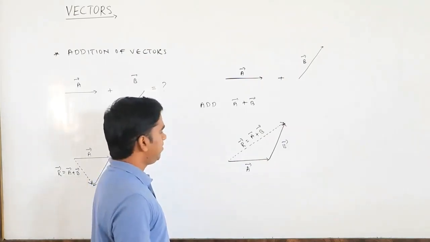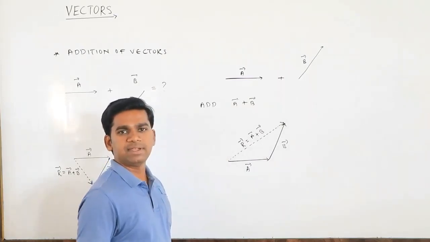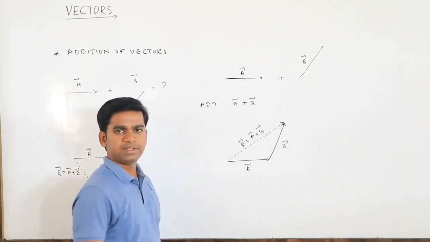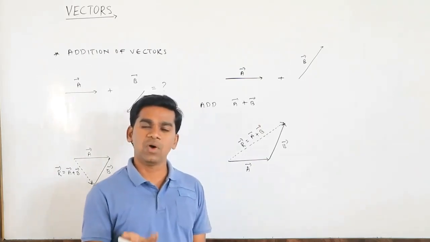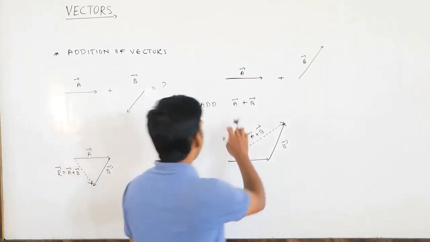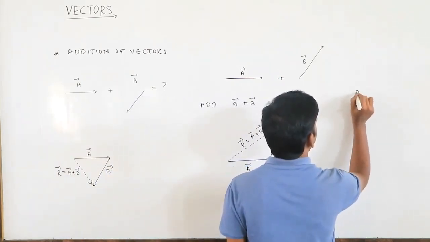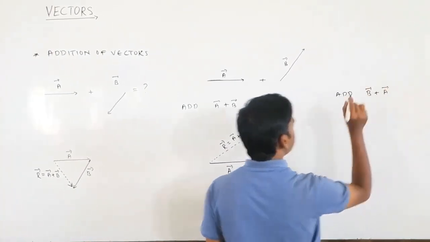Now let me try to add this in reverse order. What will happen if I add B plus A? Will B plus A give the same result as A plus B, or will it give something different? That I want to see. So now what I will do is add B then A. B plus A is what I want.